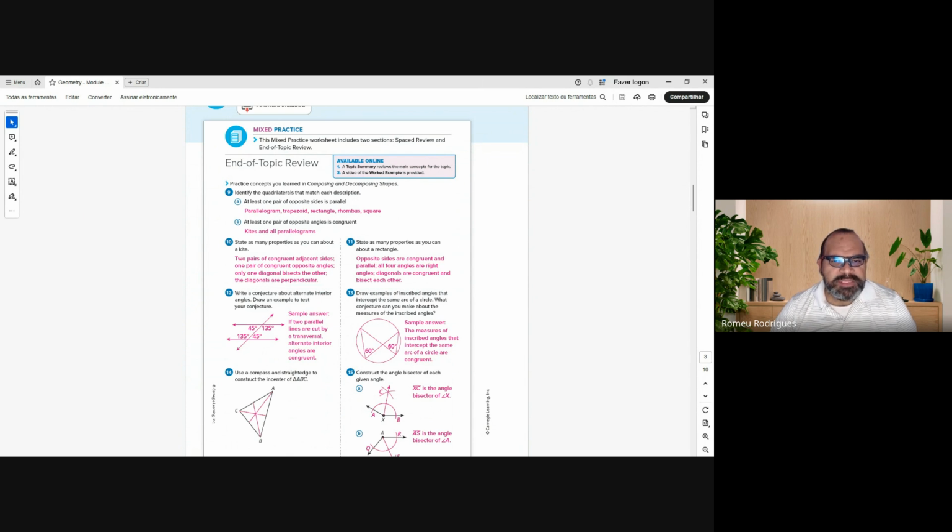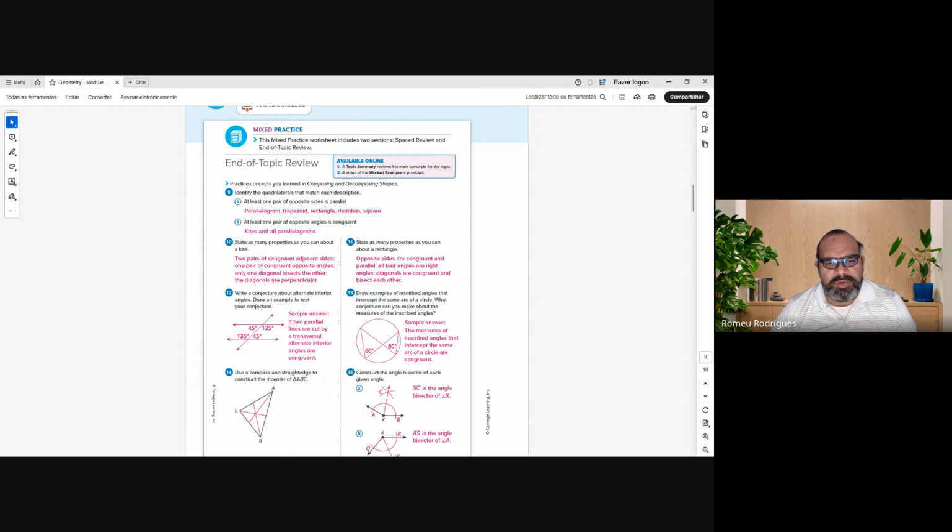Number 10. State as many properties as you can about the kite. Guys, the kite has several. Two pairs of congruent adjacent sides, one pair of congruent opposite angles. Only one diagonal bisects the other. The diagonals are perpendicular. Number 11. State as many properties as you can for a rectangle. Also here is the list.